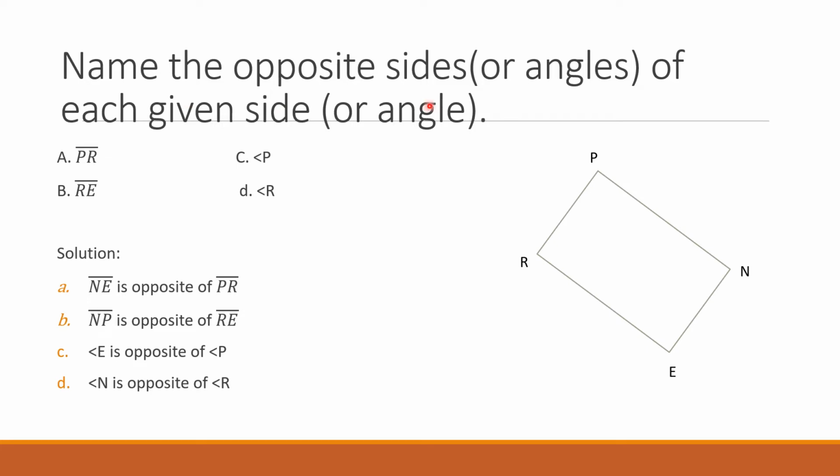Next. For example, name the opposite sides or angles of the given side or angle. For example, segment PR, the segment RE, and the angle P, angle R. So the solution: segment NE is the opposite of segment PR. And segment NP is the opposite of segment RE. Angle E is the opposite of angle P, and angle N is the opposite of angle R. Right?